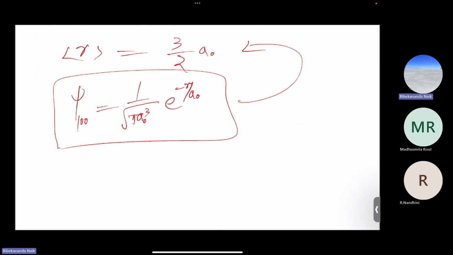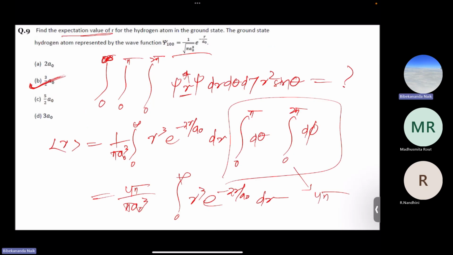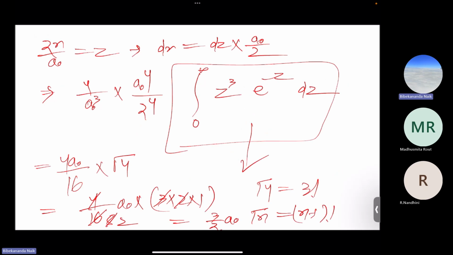So is this clear to you? Basically in this question, it was asked what is the expectation value of r in the state 1s. To calculate the expectation value, we have to perform the integration. If you perform the integration and put those values, the expectation value of r will be 3/2 a0.